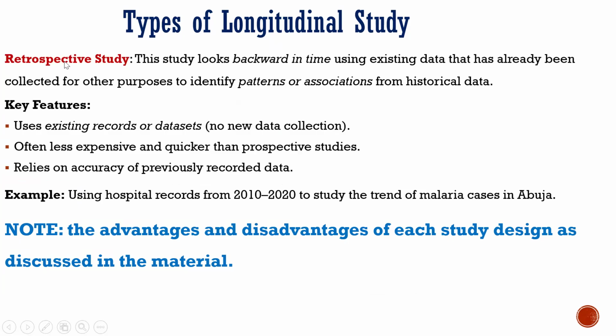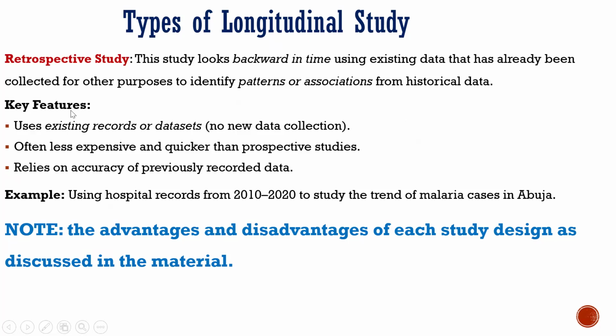So we also have what we call the retrospective study, which is the third type of longitudinal study. Just from what I've explained before, retrospective means looking backward in time, using existing data that's already been collected for other purposes to identify patterns or associations from historical data.